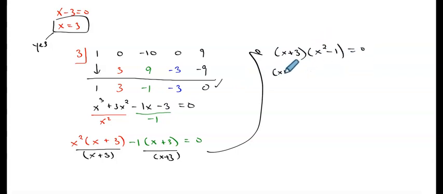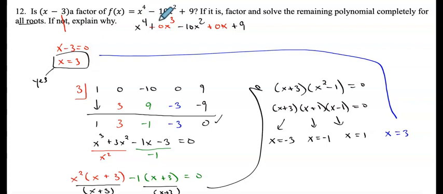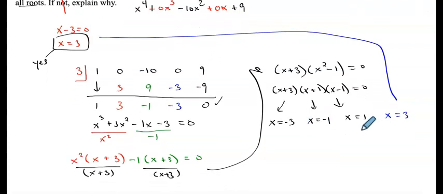So this is x plus 3 times x squared minus 1, which is nice. That's just x plus 1 and x minus 1 equals 0. So my 3 roots here, you can set these all equal to 0. Here you get x equals negative 3, x equals negative 1, x equals 1, and don't forget this root from the beginning, x equals 3. So you have 4 real roots. This is degree 4, and you're all done.